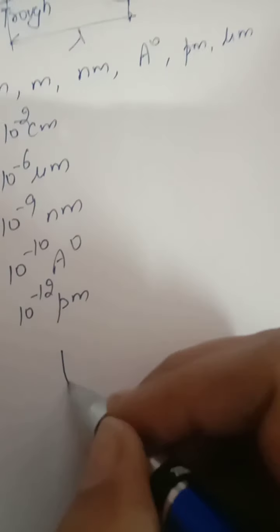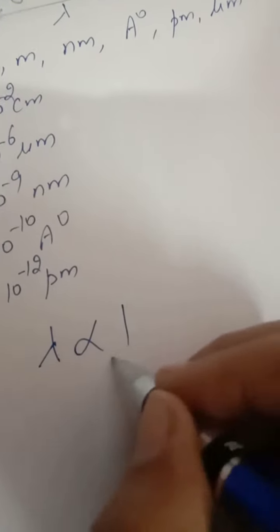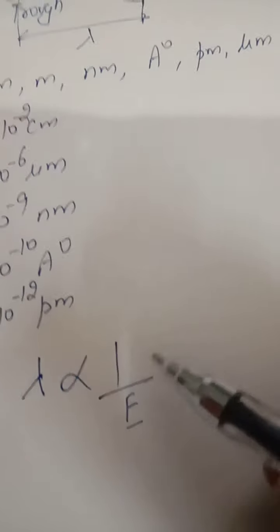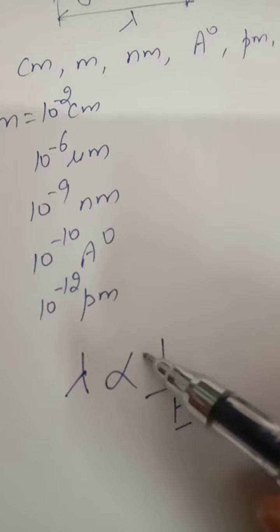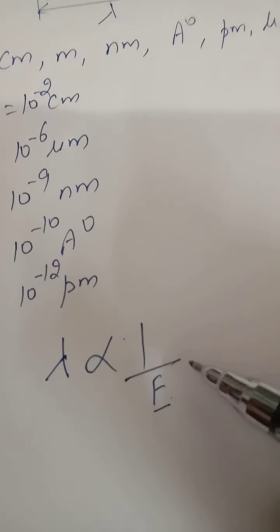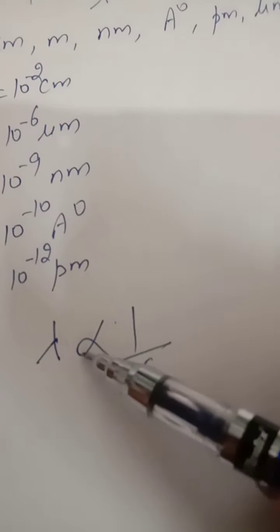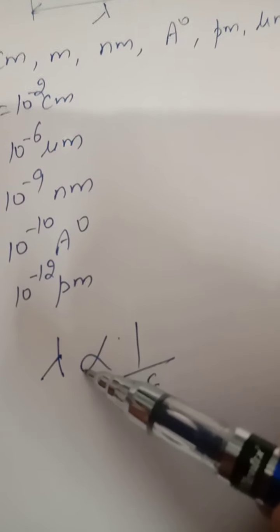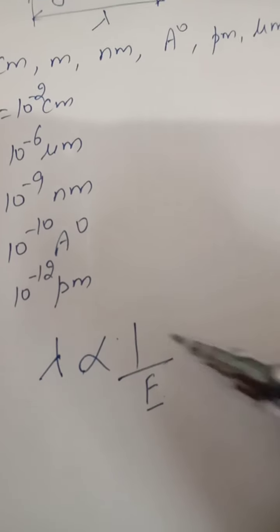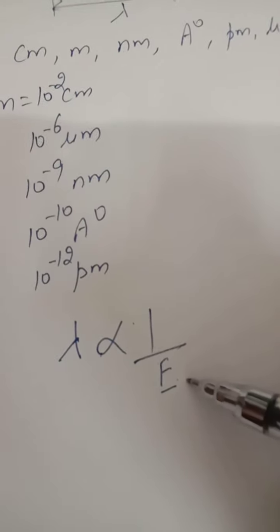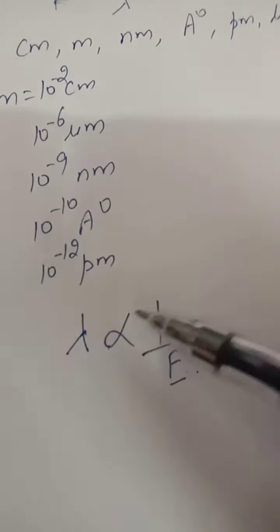One more very important thing here is that lambda is inversely proportional to energy. The greater the wavelength, the lesser the energy. Means that radiations which have higher wavelength have small energy, for example radio waves and microwaves. So this is all about wavelength.